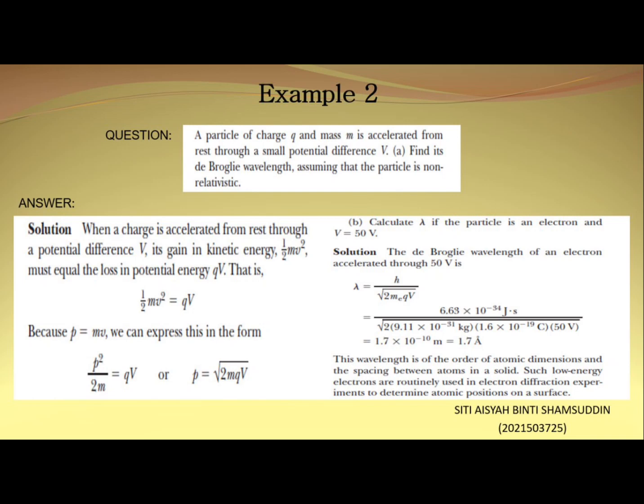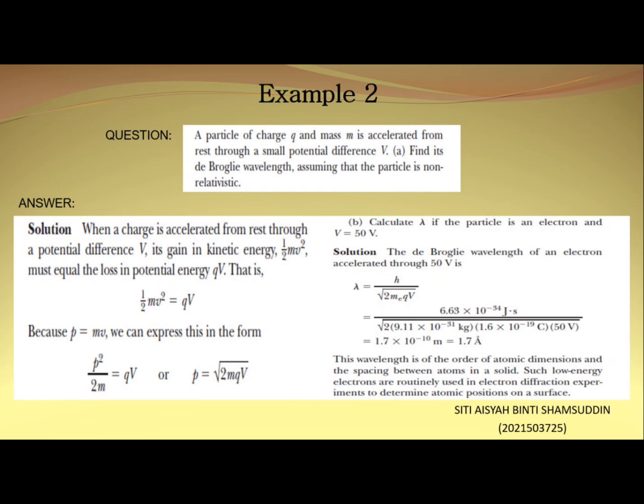Because p is mv, we can express this as p equal to square root of 2mQV. So we need to rearrange these equations into the de Broglie wavelength. The final equation is lambda equal to h over square root of 2mQV.